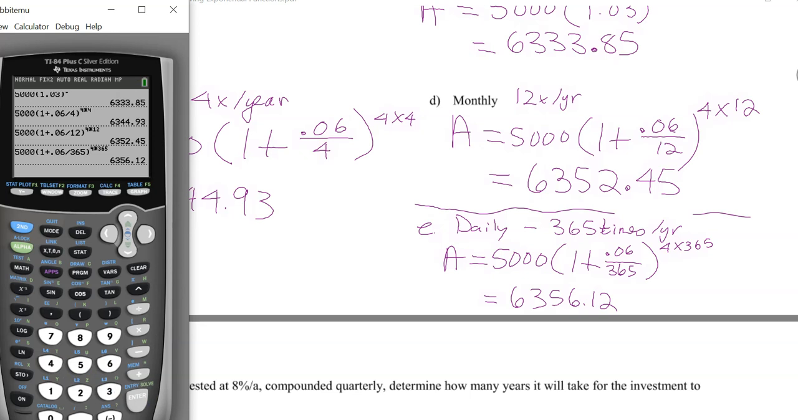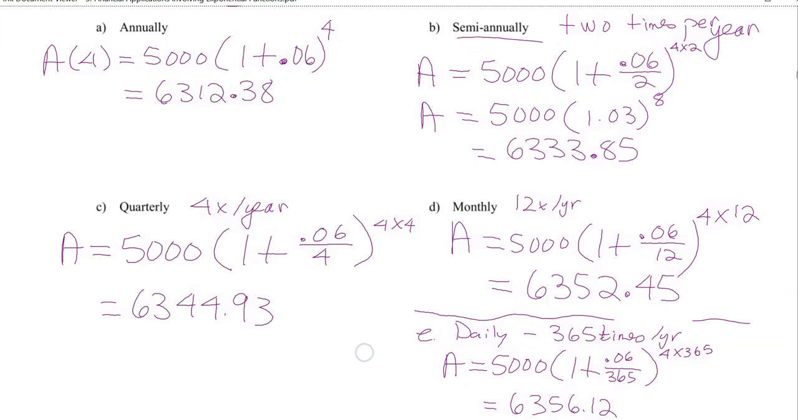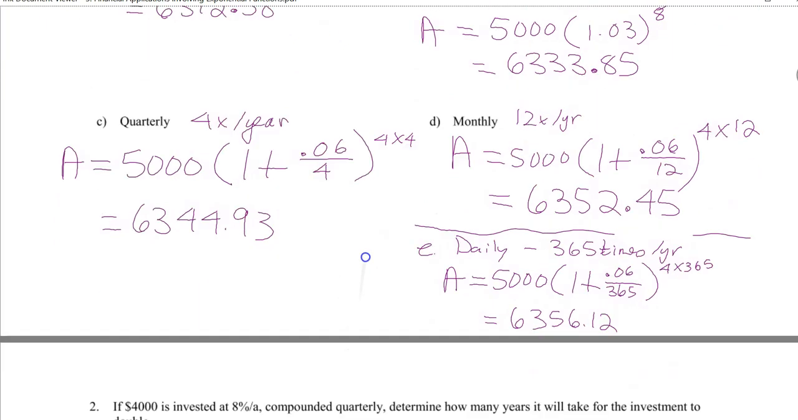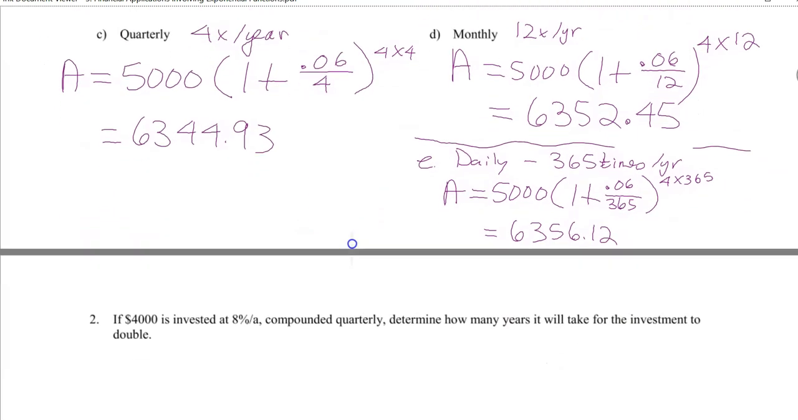And as you said, $6,356.12. So $4 more than monthly, and how many? $44 more than annually.